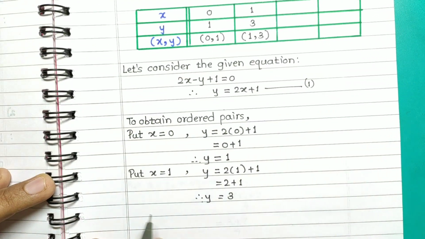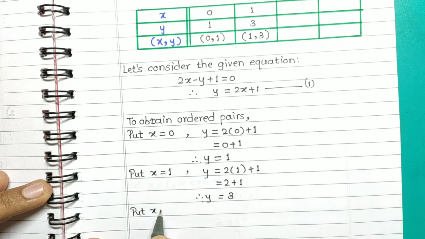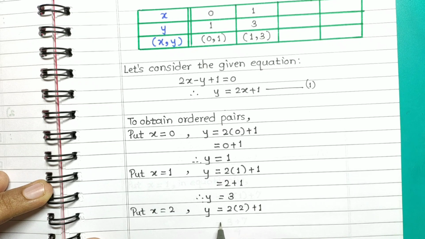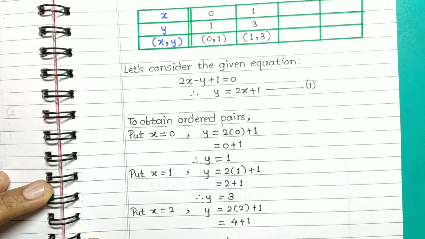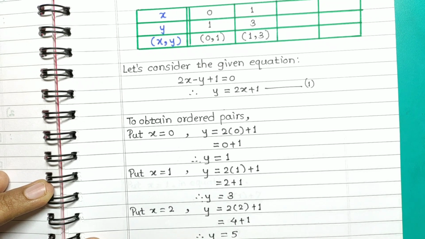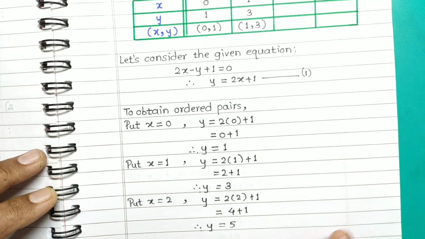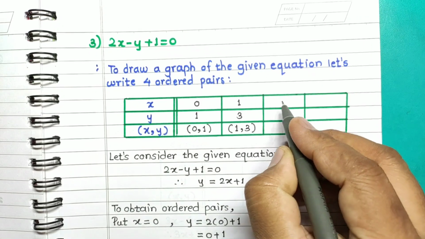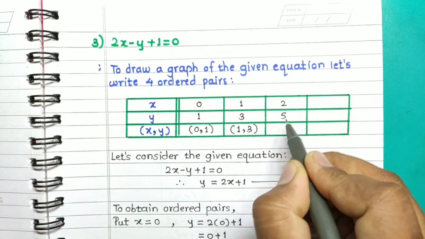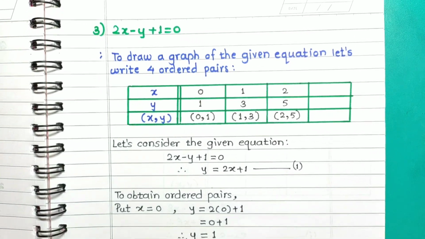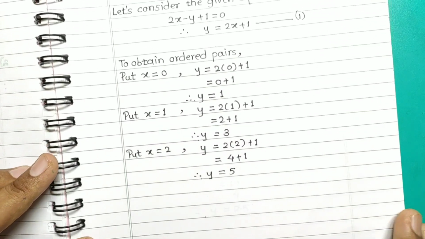Then next put x is equal to 2 in equation 1 to get y is equal to 2 into 2 plus 1. So this is 4 plus 1 is equal to 5. So we have y is equal to 5. So the next ordered pair is, for x is equal to 2, we have 5, and the required ordered pair is (2, 5).